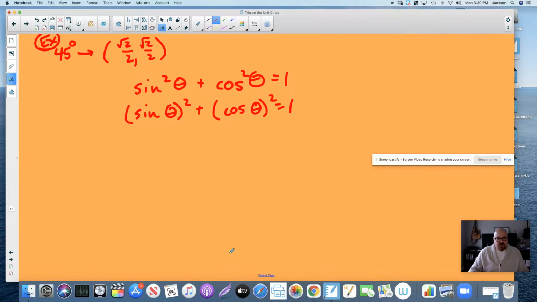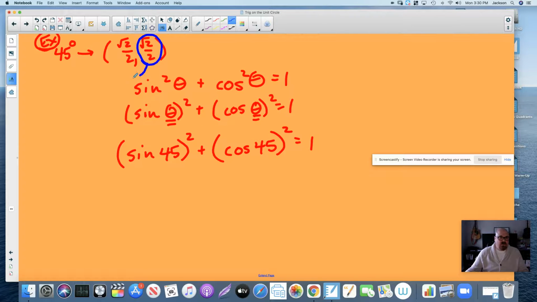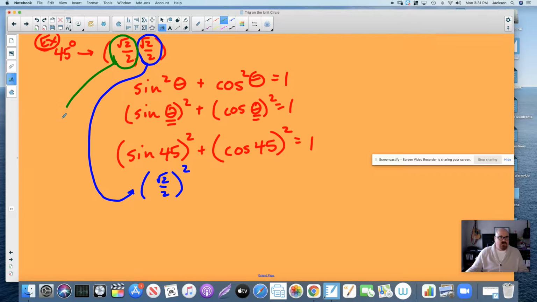Okay, if we say, what's the sine of 45 degrees? Now this theta and this theta have to be the same. If they were different, we'd probably give them subscripts. Take a look. What is the sine of 45 degrees? The sine of 45 degrees is the y coordinate. So I'm going to replace this with radical 2 over 2 because that's what the sine of 45 degrees is equal to. What is the cosine of 45 degrees? The cosine of 45 degrees is the x coordinate, right? So this is radical 2 over 2 squared.